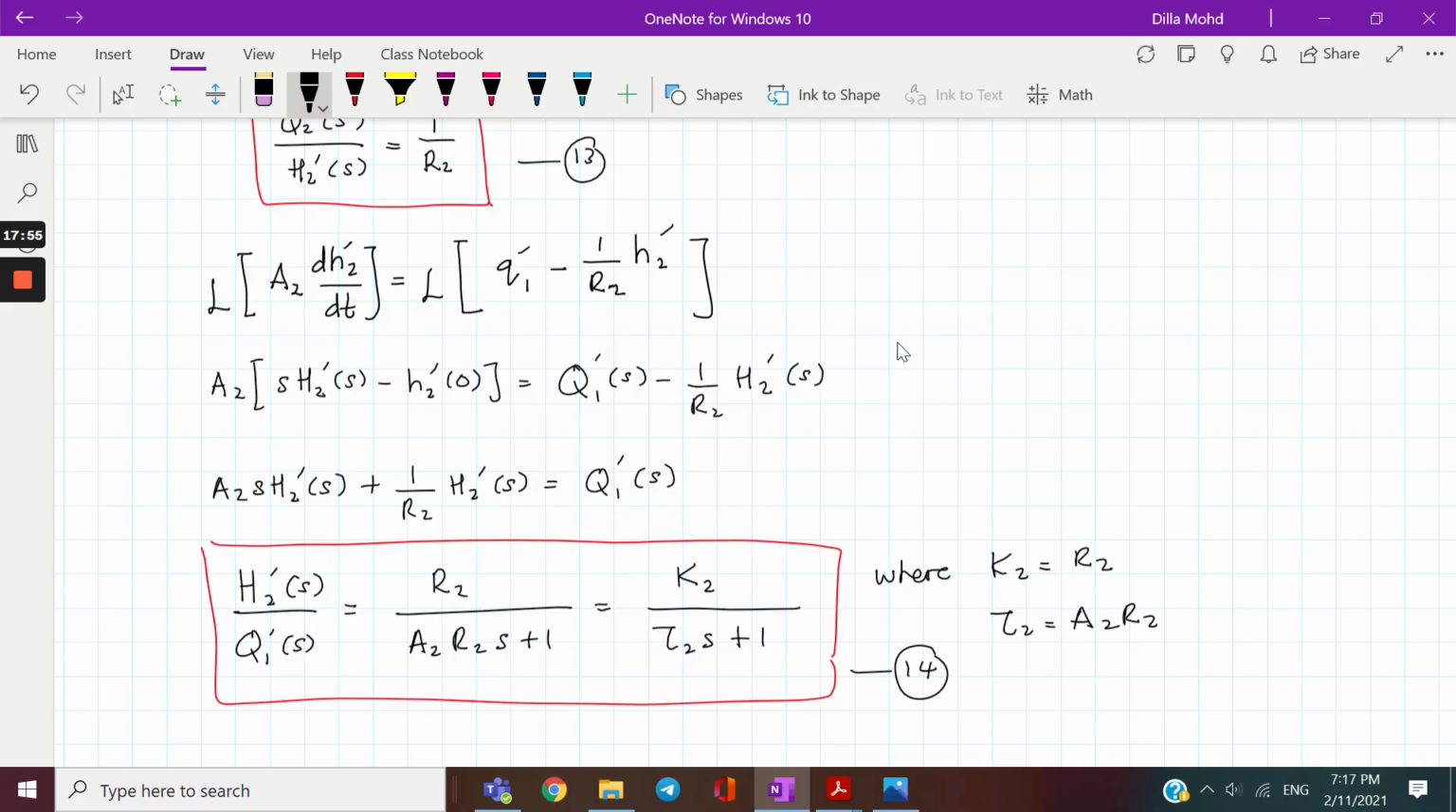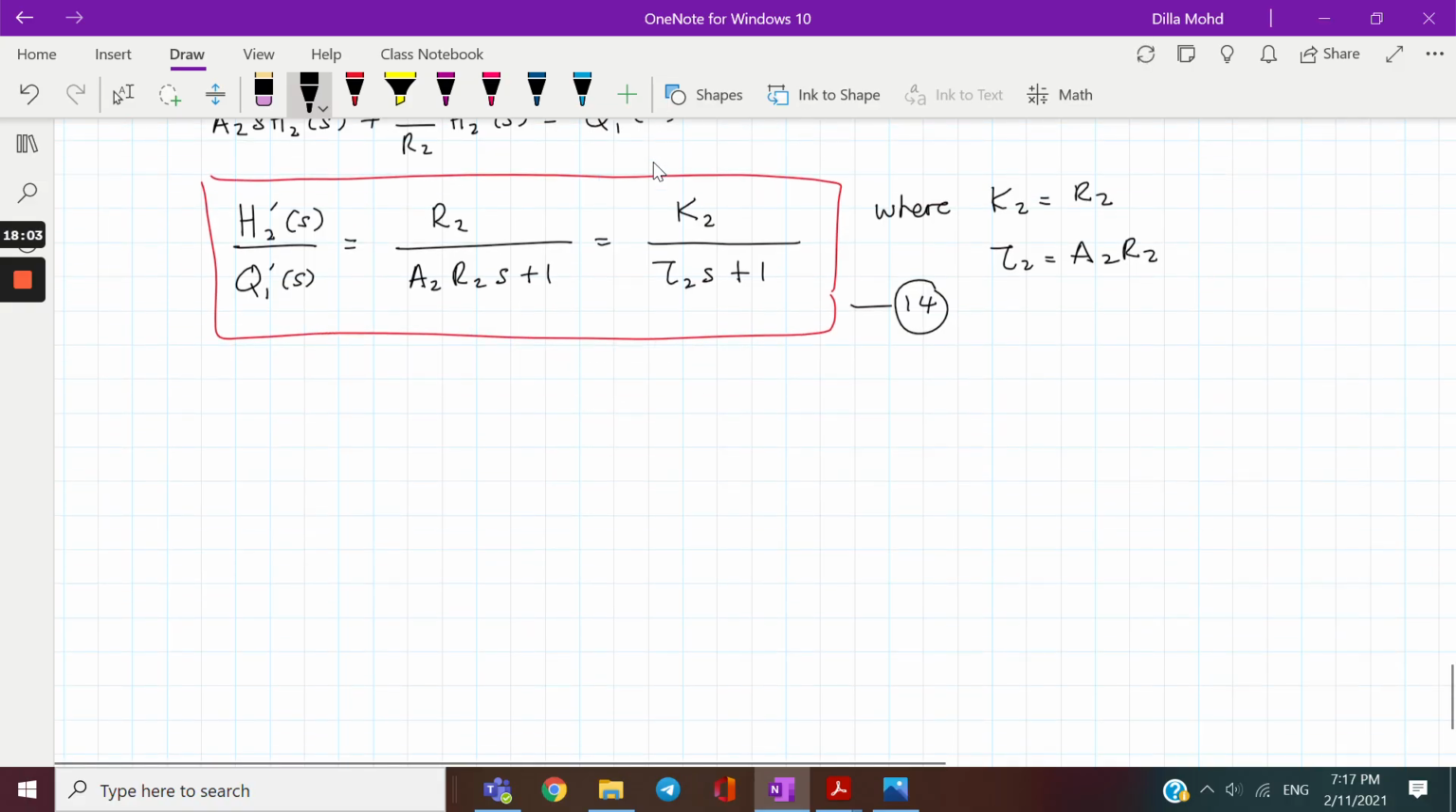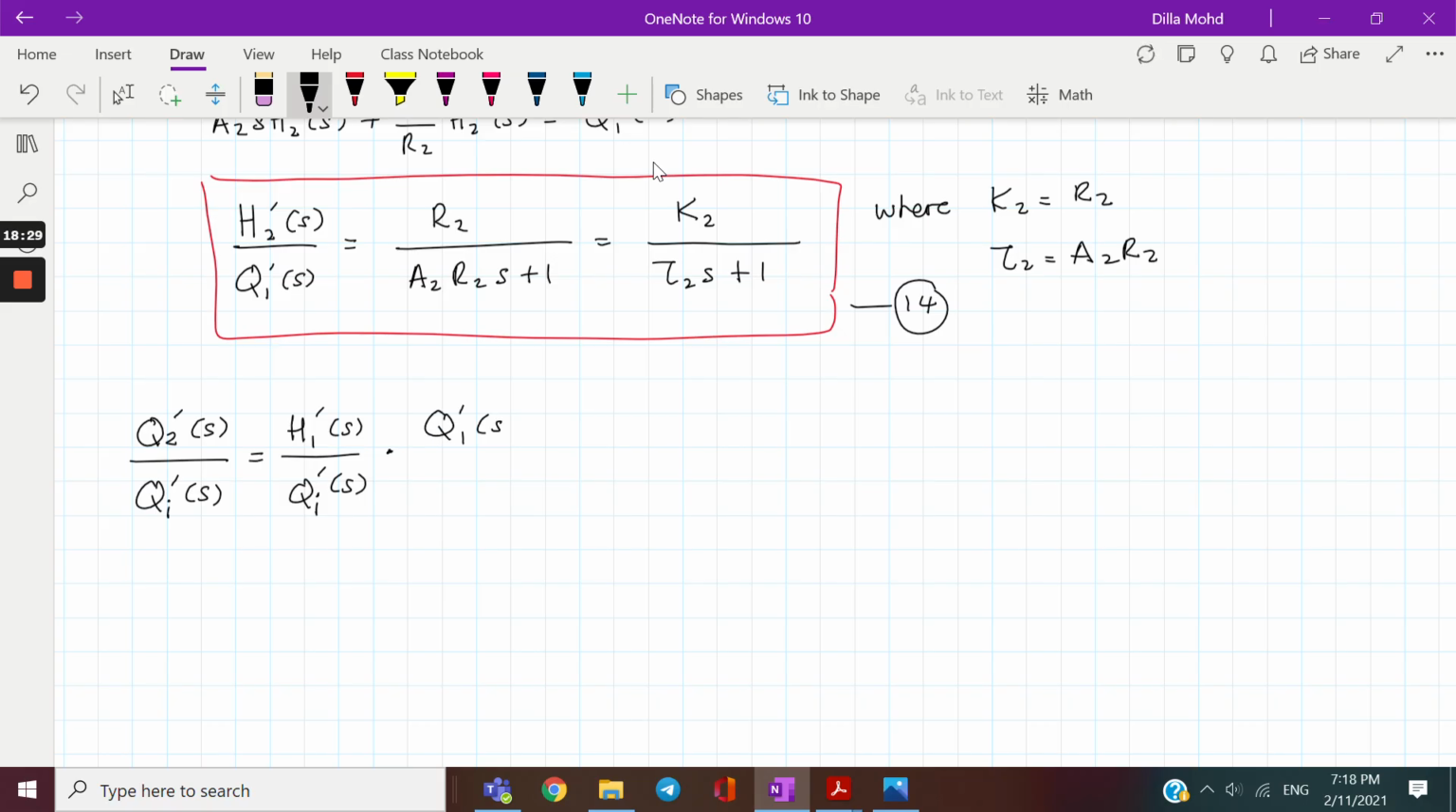So we are going to put all of this into our final equation, because remember, as I have repeatedly said previously, what you want is Q2 prime of S over Qi prime of S. And this is equal to H1 prime over Qi prime multiplied with Q1 prime over H1 prime of S multiplied with H2 prime over Q1 prime multiplied with Q2 prime over H2 prime.